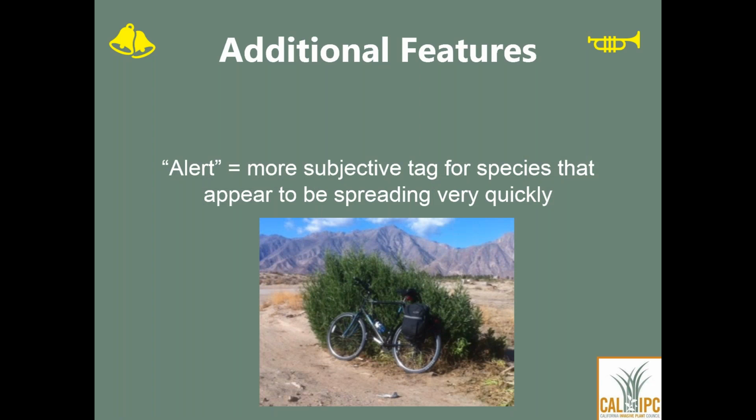Additional features: Teresa had mentioned that in Ohio they've also been adding tags sometimes for species that are of particular concern. We've added an alert tag to species that are in our inventory. It's a little bit more subjective. That is meant to alert folks about a species that has a moderate or high rating, and it's also been observed to be spreading very quickly.